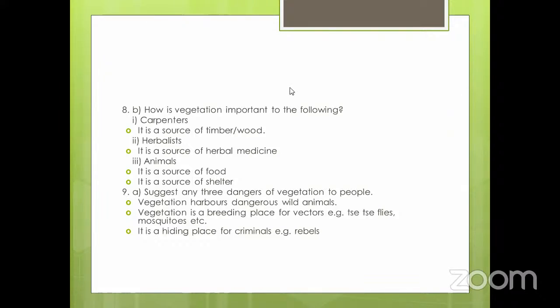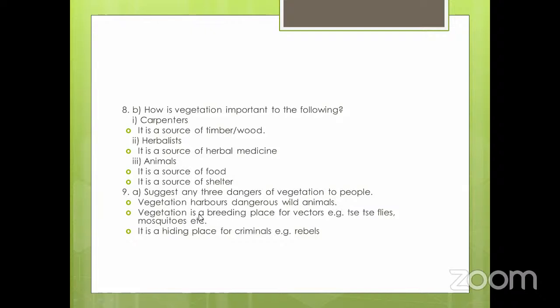You know the examples of dangerous wild animals? You know the examples? Lion. What are harbors? When we say harbors, it simply means keeps them out together. Or you can simply say vegetation is a home of dangerous wild animals. Take for example, we have the lions, the snakes, we have maybe the leopards, the tigers, and so on.